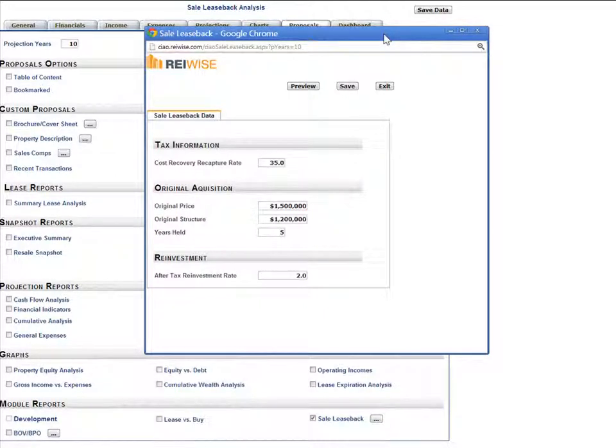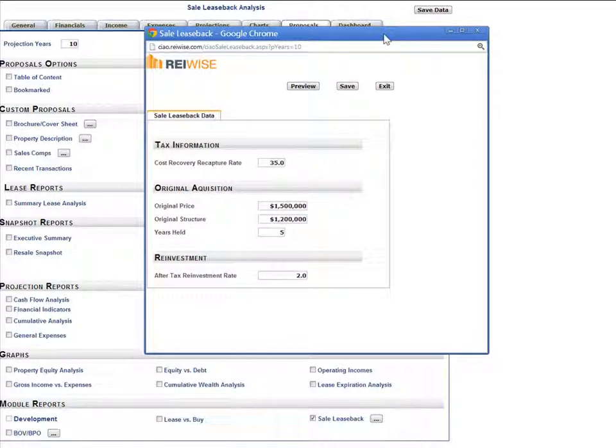Please enter in your data from top to bottom. Here we have the cost recovery recapture rate of 35. We then have our original acquisition. This would be the price the owner paid when they purchased the building. You also need to add in the original structure amount for the depreciation purposes. You then need to put in the amount of years held. Finally, the last data field is your reinvestment rate.